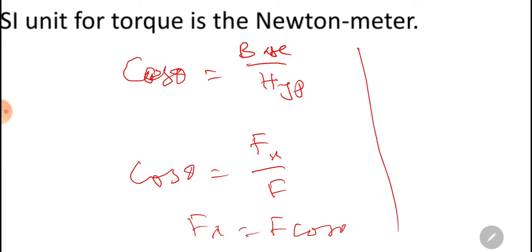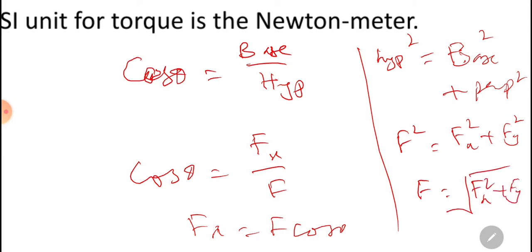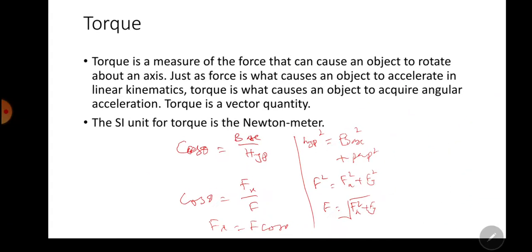Now by Pythagoras theorem, hypotenuse whole square is equal to base square plus perpendicular square. So F square is equal to hypotenuse, Fx is the base and Fy is the perpendicular. So F is equal to under root Fx square plus Fy square. Similarly, we can find theta.